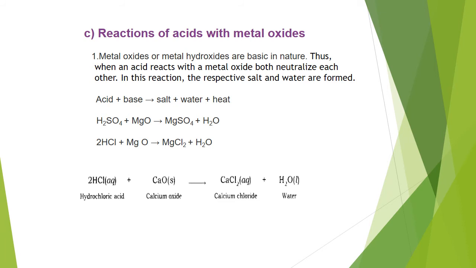So sulfuric acid with magnesium oxide gives magnesium sulfate. Hydrochloric acid with magnesium oxide gives magnesium chloride. These are simply neutralization reactions, because metal oxides are basic, so they react with acids only, but note they have no reaction with bases.